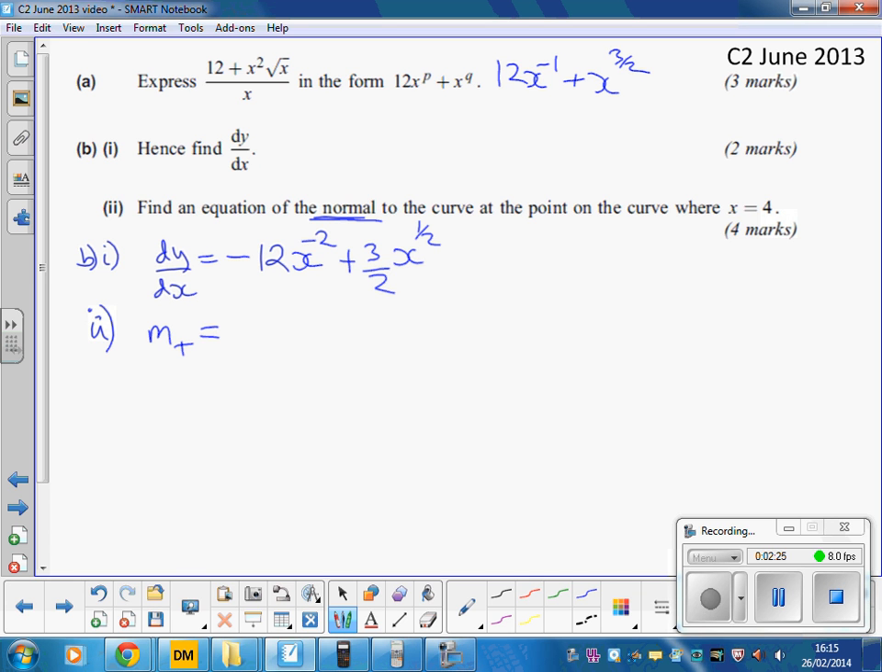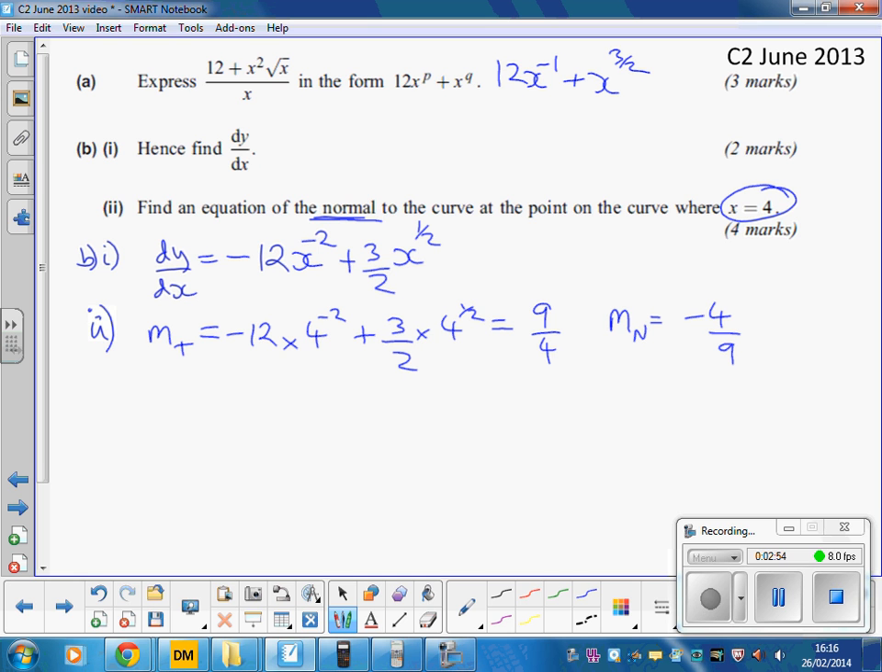So we're going to substitute in our x value, which was 4. So we get negative 12 times 4 to the negative 2 plus 3 over 2 times 4 to the power of a half. And you can put that into your calculator and you'll find out that that's 9 over 4. That's the gradient of the tangent. So the gradient of the normal is the negative reciprocal. So it's going to be minus 4 over 9.